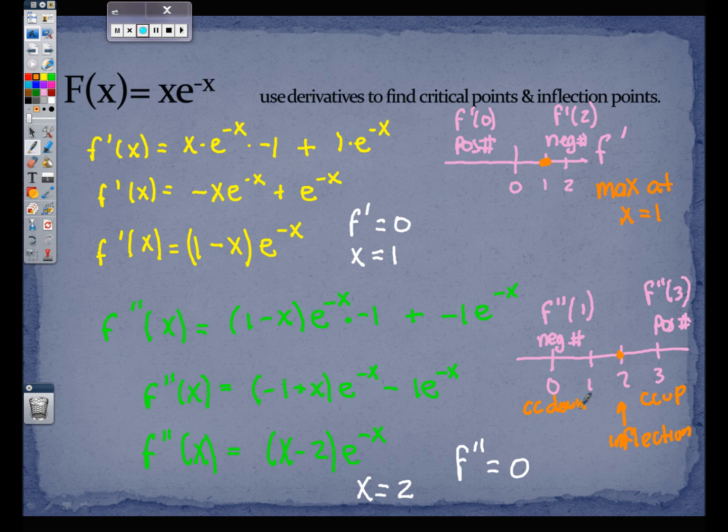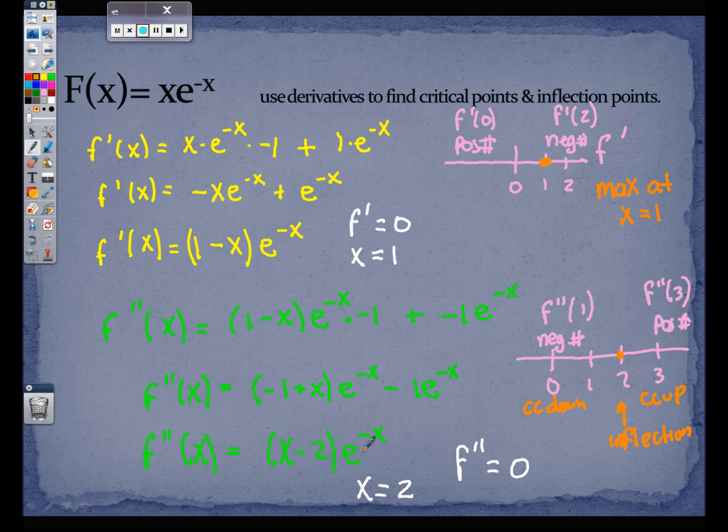So this is also a critical point at x equals 2. Again, I did f double prime of 1, so I did 1 minus 2 times e to the negative 1 to get that negative number. And when I did f double prime of 3, I did 3 minus 2 times e to the negative 3 to get a positive number.